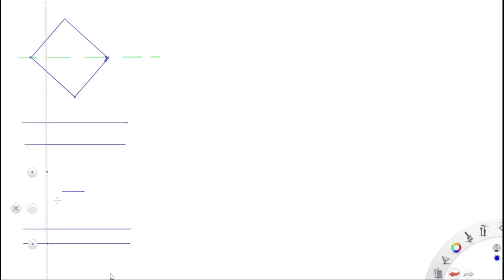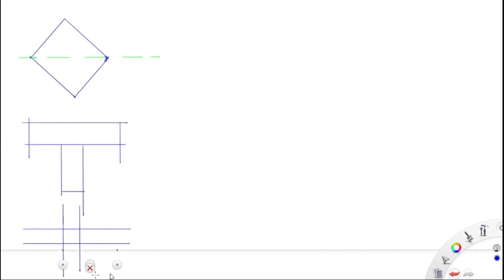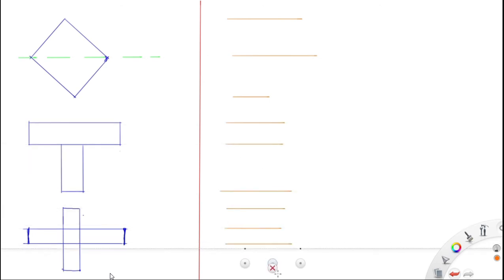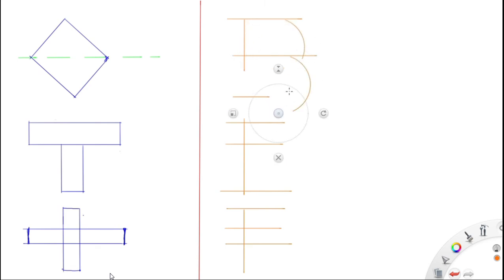Now shear stress distribution in various cross sections. The first one is the rectangular cross section, the second one is a T section, and the third one is a cross, meaning a plus sign. So this is the shear stress distribution in these cross sections.